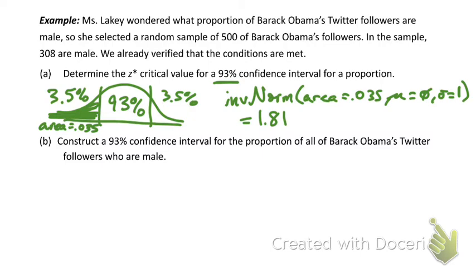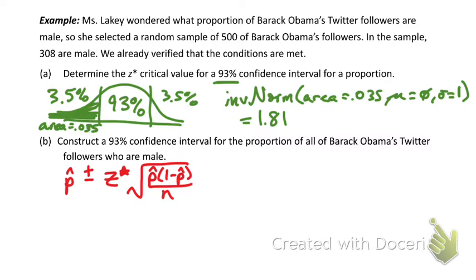We constructed an interval, you guys. Yesterday, we talked about the formula. It is the point estimate, which is p hat, plus or minus the z-star critical value, which you now know how to find, times the standard error, which is the square root of p hat times 1 minus p hat divided by the sample size. You have all of those numbers. You just have to plug and chug.